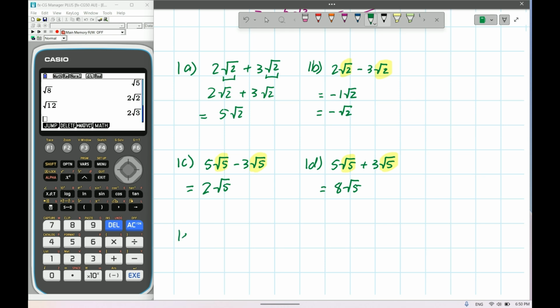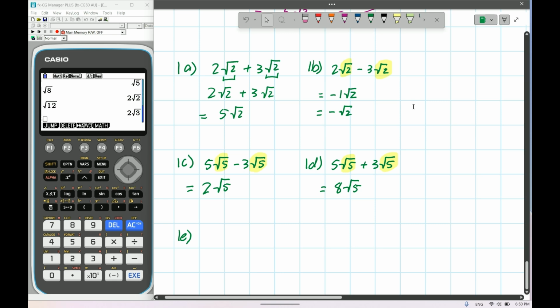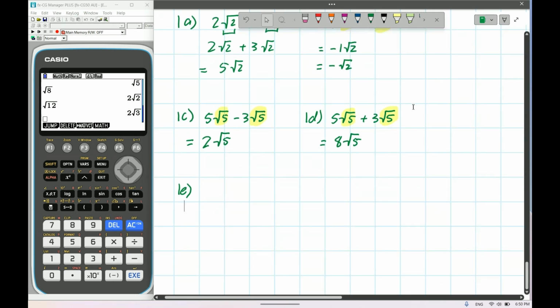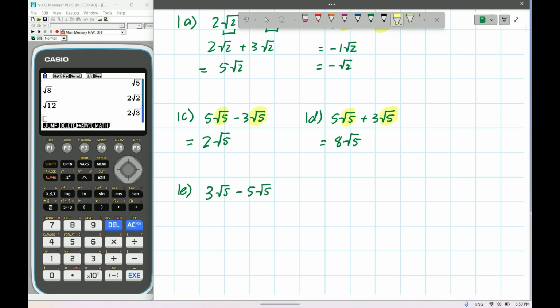All right, let's have a look at 1e. You've got 3 root 5 minus 5 root 5. Once again, because the square root parts are the same, it's like they both have square root 5, all you have to worry about is the 3 minus the 5. So 3 minus 5 is minus 2 square root 5. Okay, cool.